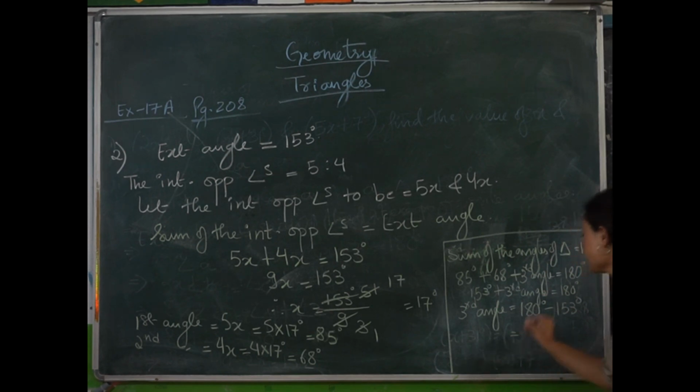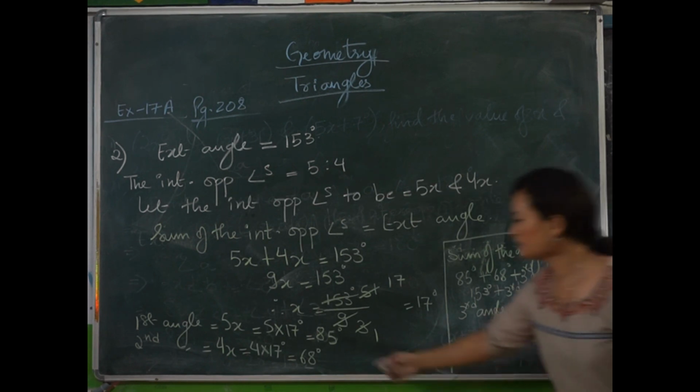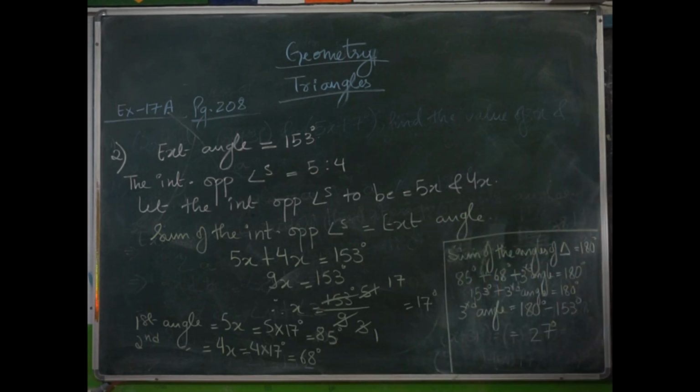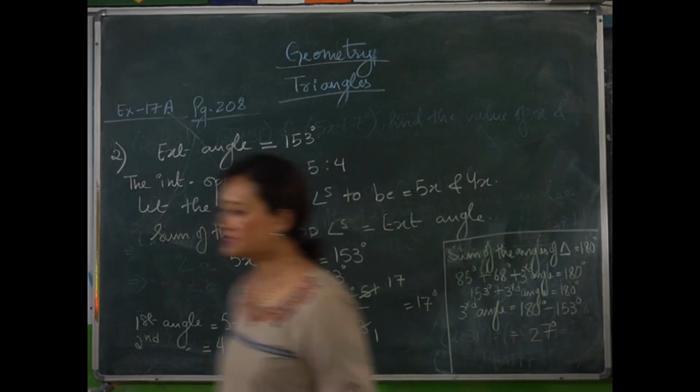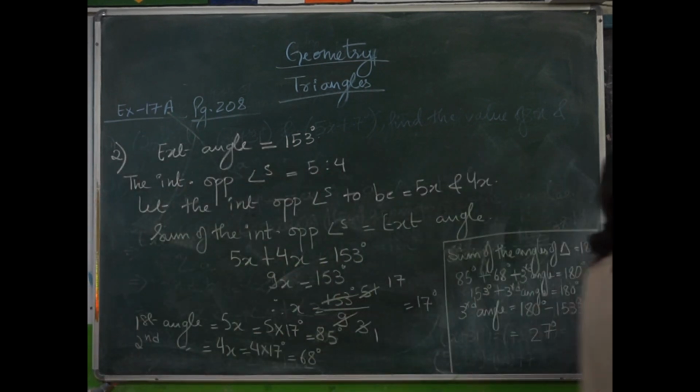So when you subtract them, how much do we get? 10 minus 3, 7. We get 27 degrees. So the three angles of the triangle are 85 degrees, 68 degrees and 27 degrees. So this is how we calculate exterior angles in triangles. First we need to find the value of the unknown.